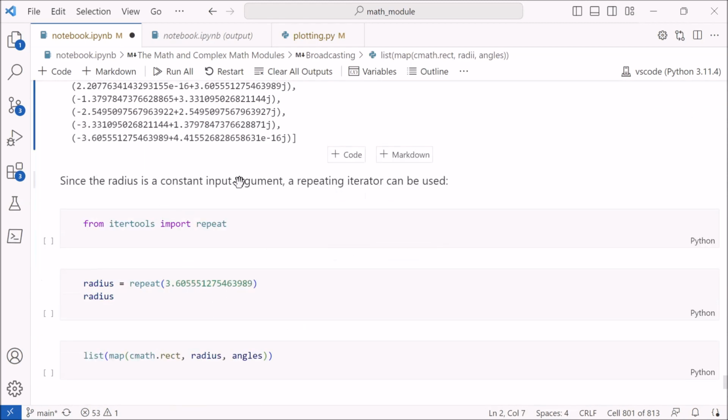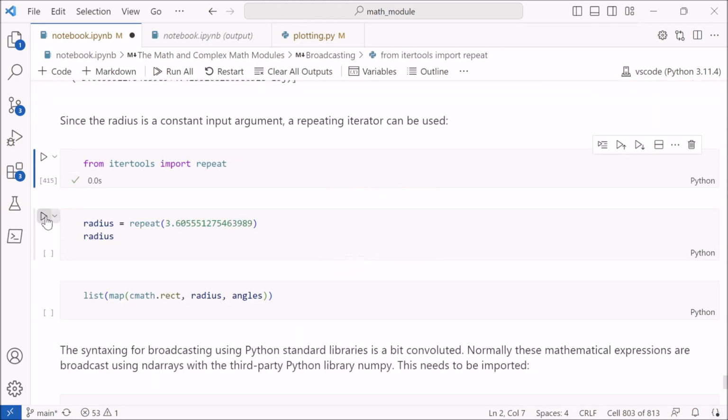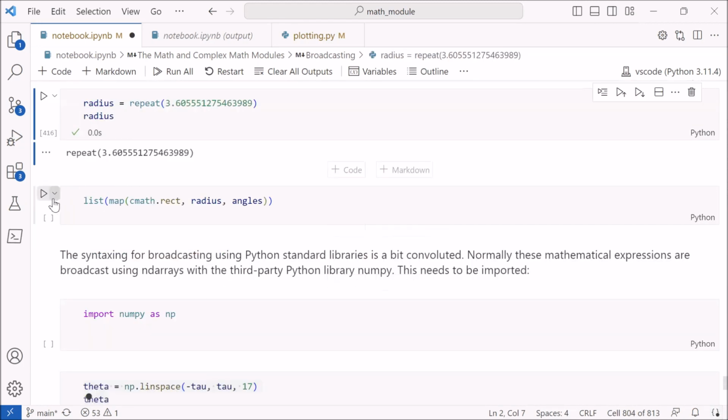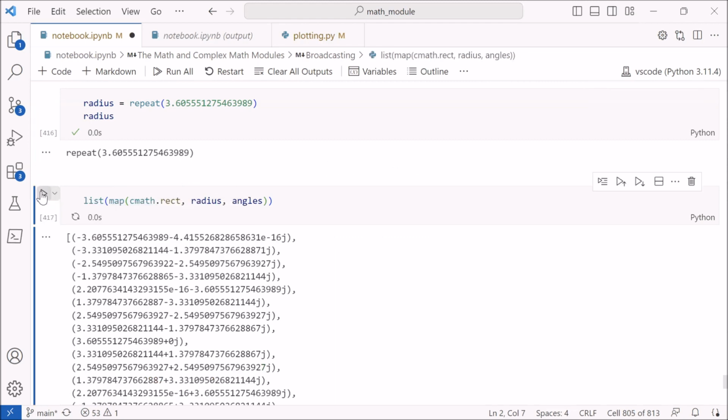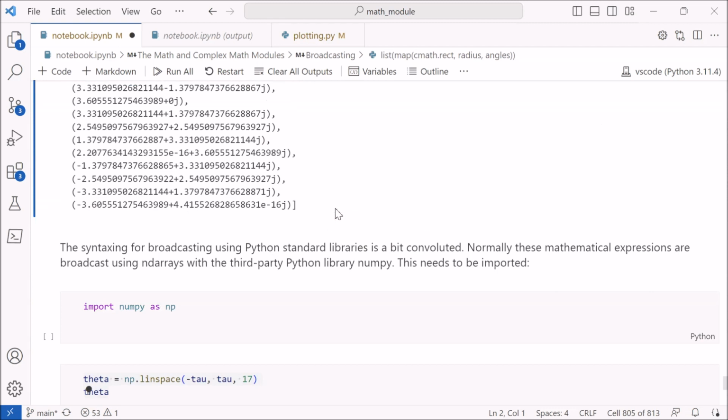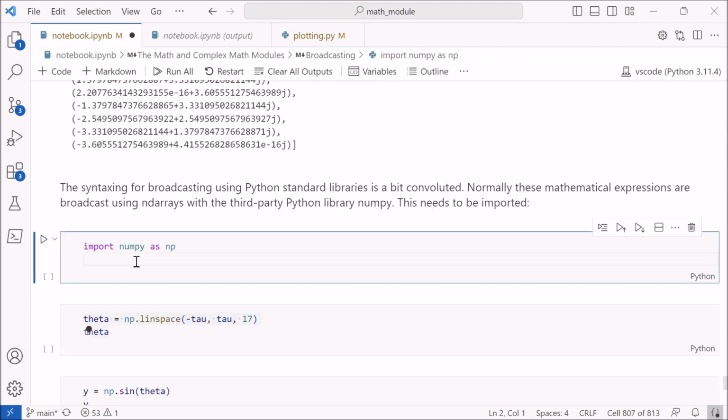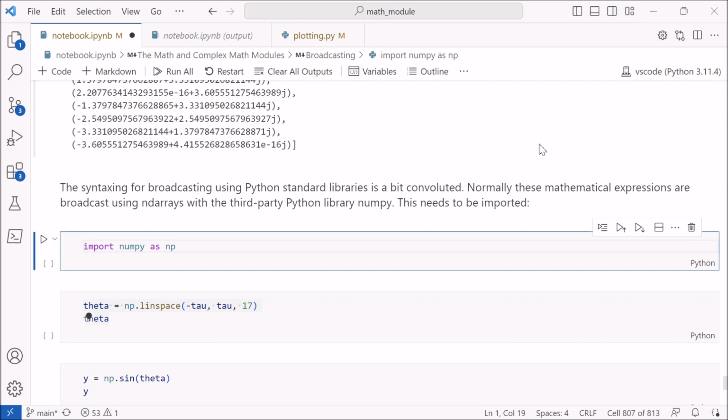Since this radius is a constant, a repeating iterator could also be used. So from itertools we could import repeat, and we could create this constant iterator. And we could use this constant iterator here to basically get the same thing. So the syntax for broadcasting using Python standard libraries becomes a bit convoluted, and this is only broadcast to a single dimension.